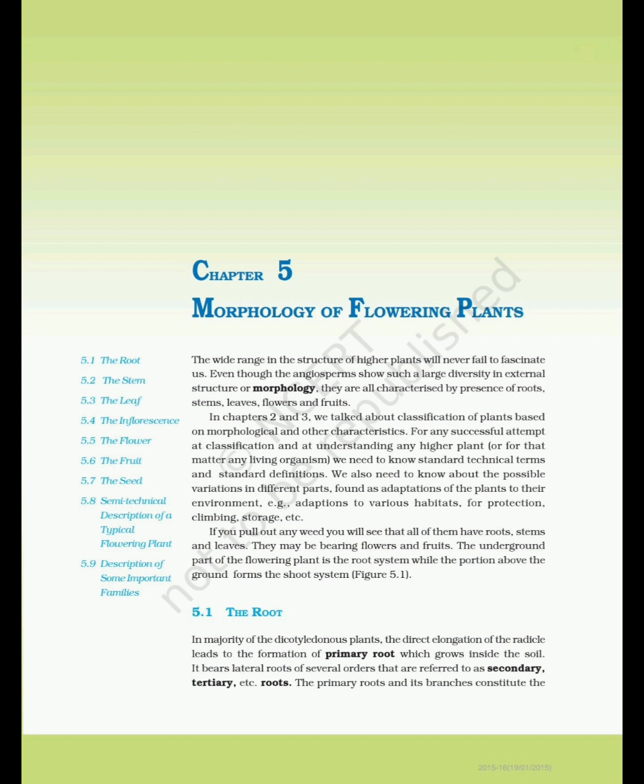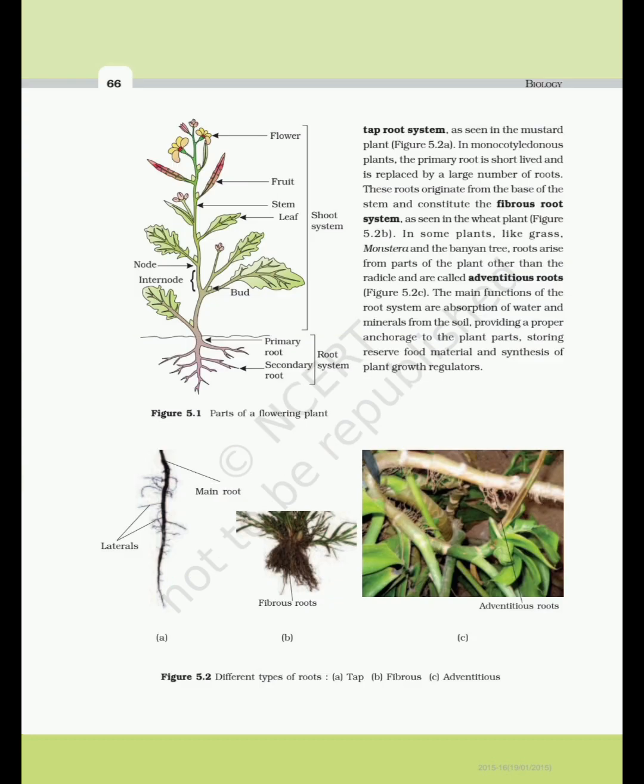In the majority of dicotyledonous plants, the direct elongation of the radicle leads to the formation of the primary root, which grows inside the soil. It bears lateral roots of several orders that are referred to as secondary, tertiary, etc. roots. The primary root and its branches constitute the tap root system, as seen in the mustard plant. Figure 5.2a. In monocotyledonous plants, the primary root is short-lived and is replaced by a large number of roots.